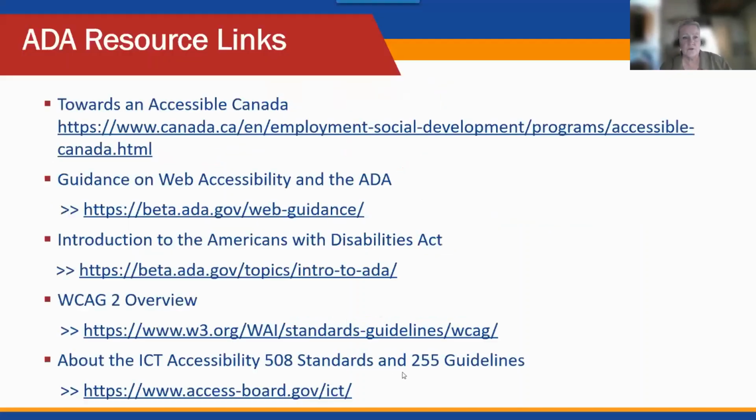There's also other resource links. There's a great link for Canadian accessibility called Towards an Accessible Canada. Also, there's guidance for the web accessibility in the ADA. That's here in the United States. Americans with Disabilities Act, if you'd like to find out more about that, there's a link to that. They'll be in your resource document you receive. Also, the WCAG 2 overview, and also there's something called the 508 standards, which is the American government accessibility standards and guidelines that we use here for testing government sites.